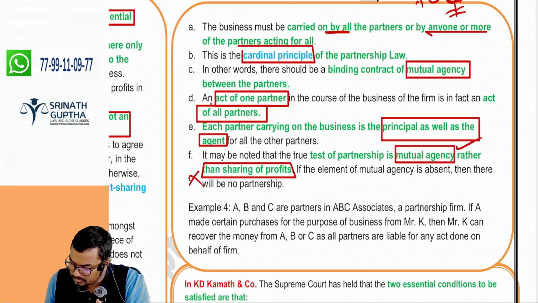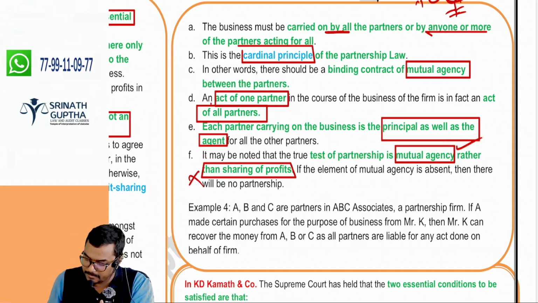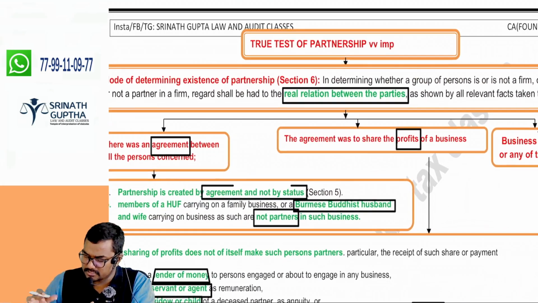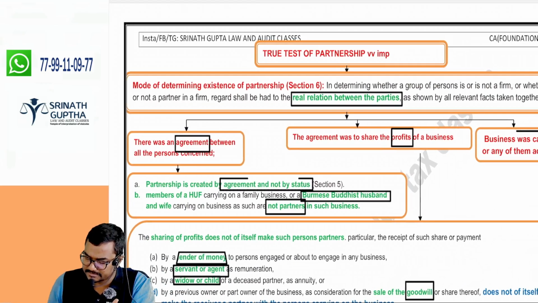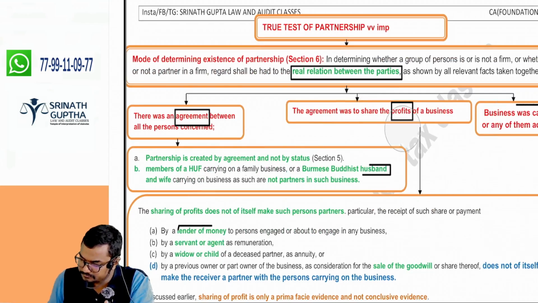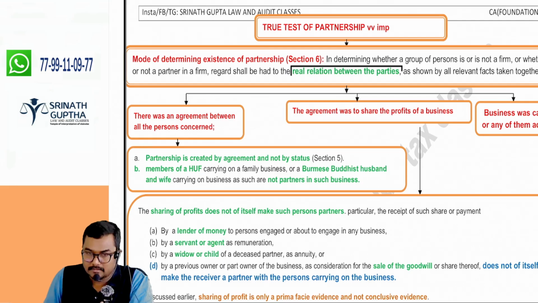So it may be noted that the true test of partnership is mutual agency, but not sharing of the profits. Sharing of the profits must be there, but it is secondary evidence. Primary evidence is the mutual agency. The true test of the partnership is decided by the relationship existing between the partners. Actually, three things are essential to make the partnership. There must be agreement.